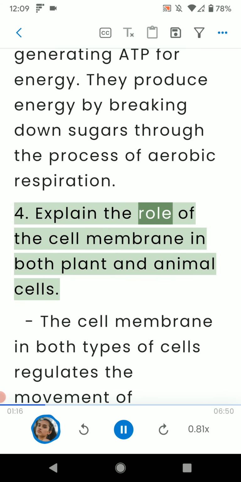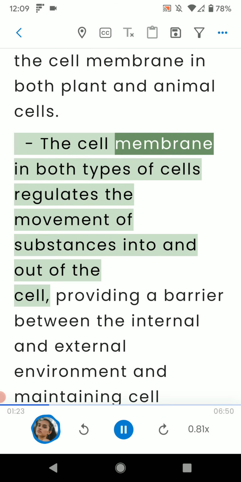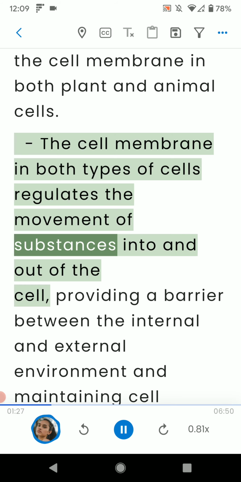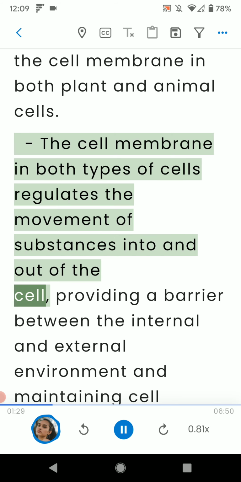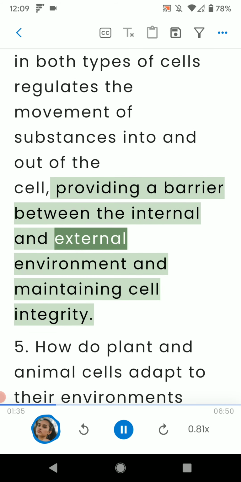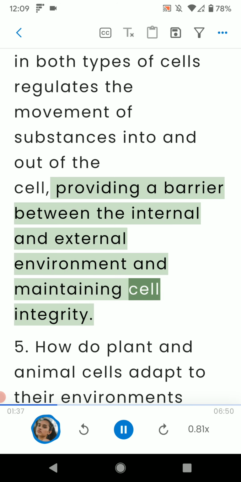4. Explain the role of the cell membrane in both plant and animal cells. The cell membrane in both types of cells regulates the movement of substances into and out of the cell, providing a barrier between the internal and external environment and maintaining cell integrity.